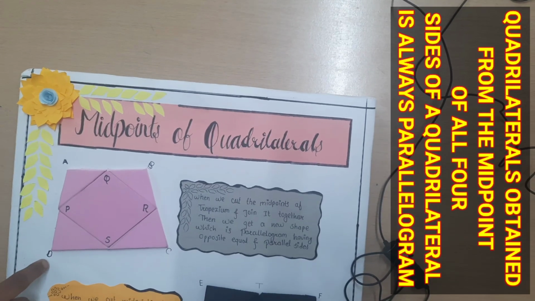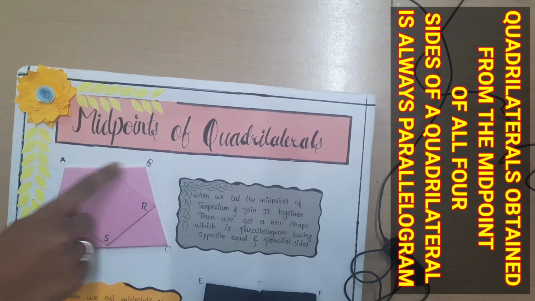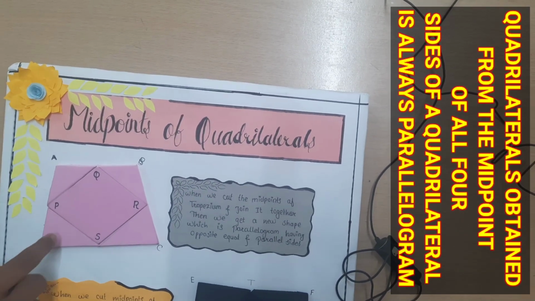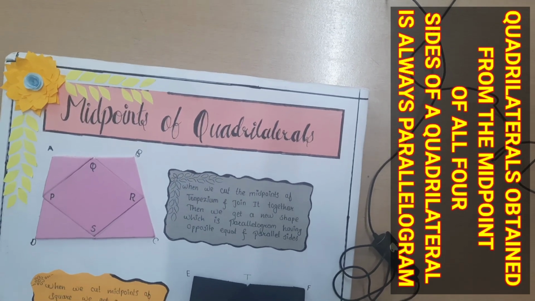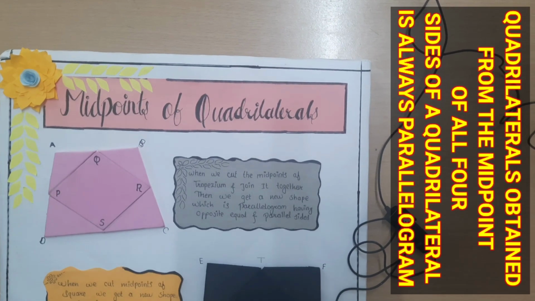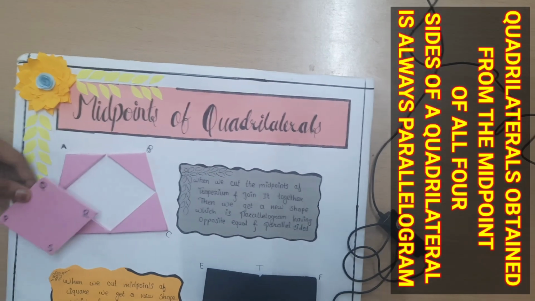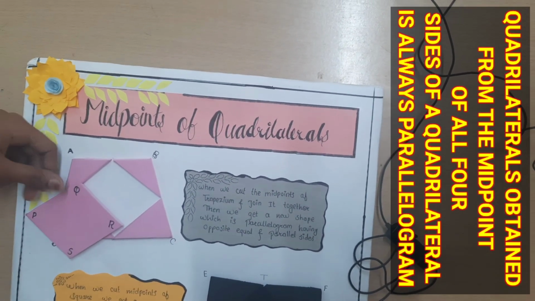ABCD is a trapezium in which P, Q, R, S are the midpoints of sides AD, AB, BC and CD. When we join the midpoints of the trapezium ABCD, we get a new shape which is a parallelogram having equal and opposite sides. PQRS is a parallelogram which has equal and opposite parallel sides.